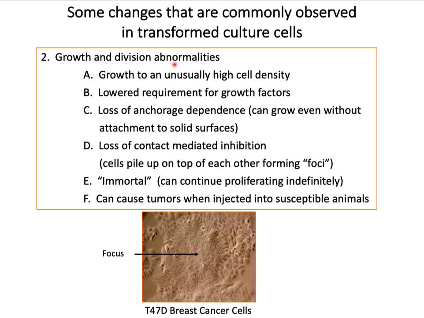If you took these tumor cells that are growing in culture and you injected them into a susceptible mouse, for example, an immunocompromised mouse, they actually form tumors. So these are just some of the changes that you can see in tumor cells, but they are by no means all of the changes that you can observe.